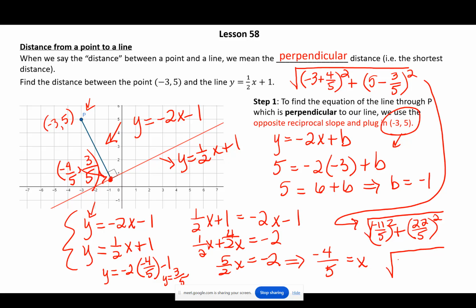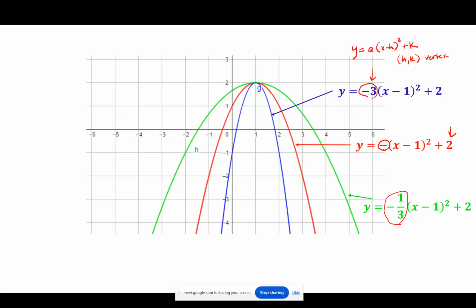So 11 squared is 121. 22 squared is 400 and something. 484. And 5 squared is 25. So 121 plus 484, you take the square root of that, it's irrational. So that is going to be the square root of 605 divided by 5.